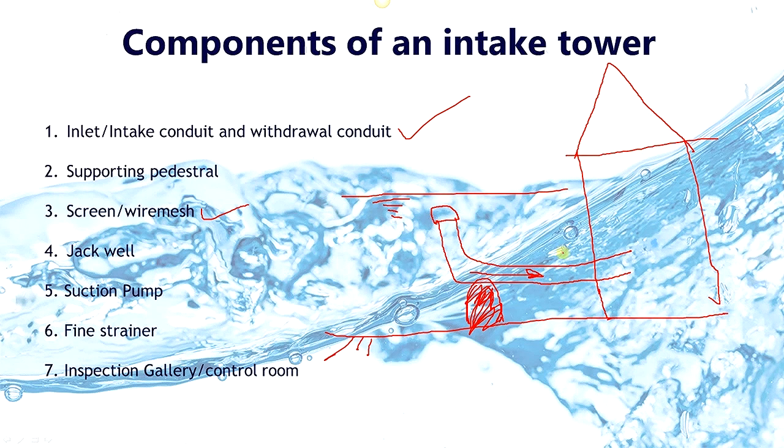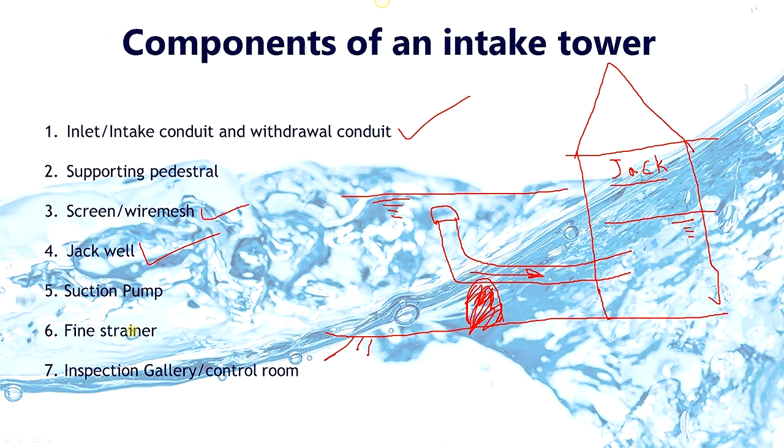Next, jack well or sump well. When the water from the source enters the inlet pipe, it reaches a temporary storage well, from which water is pumped to the water treatment plant. This well, we call it a jack well or sump well, where water withdrawn from the source will be collected and temporarily stored.